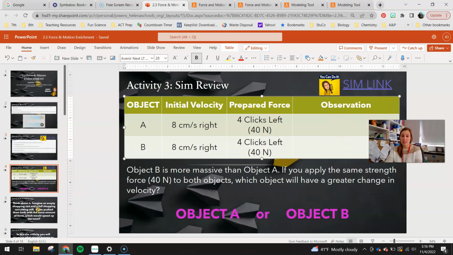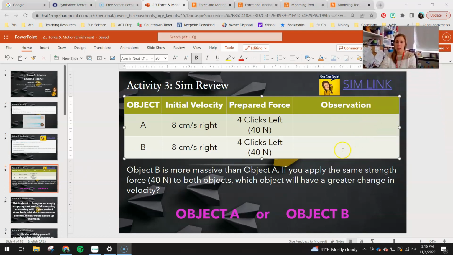So here's what you will do: you're going to put your observations. What did we notice in that sim? What happened to the A puck? What happened to the B puck? And then, object B is more massive than object A. If you apply the same strength force of 40 newtons to both objects, which object will have a greater change in velocity? So what big change of motion will we see? Think about A. Did A have a big change of motion? Think about B. Did B have a very big change of motion? Which one is going to have the larger change of motion, object A or object B? Pause, finish filling out slide 4, and then when you're ready, hit play, and we'll move on to slide 5.